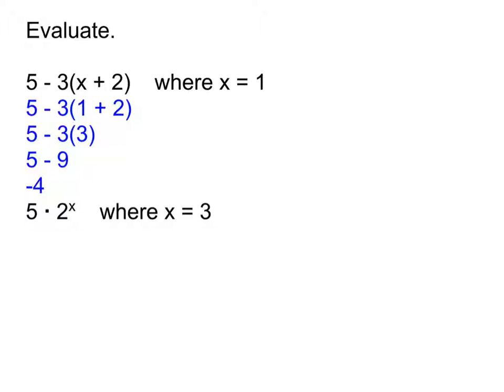All right, next one. 5 times 2 to the power of x. One big thing I want to point out here. This is not the same as 10 to the power of x. We cannot do that. So, why not? The 2 is to the power of x, but the 5 is not. The 5 is just a number being multiplied out front. So, first thing I'm going to do, plug the 3 in for x.